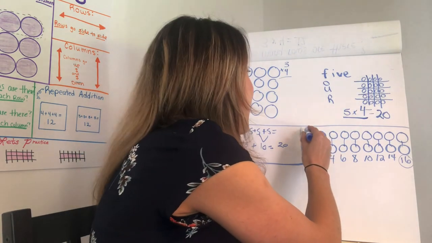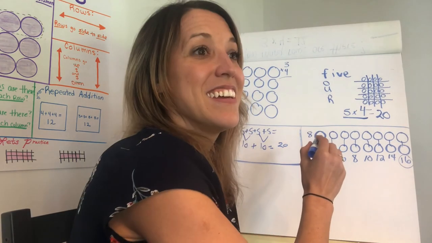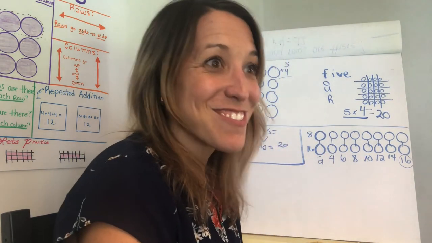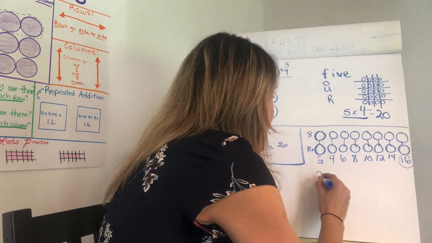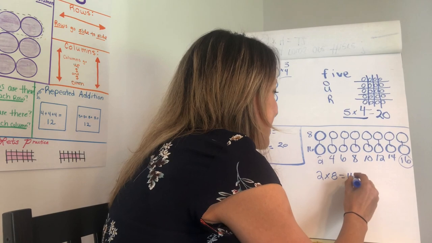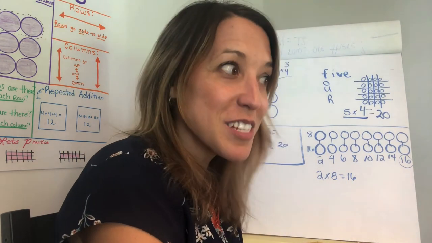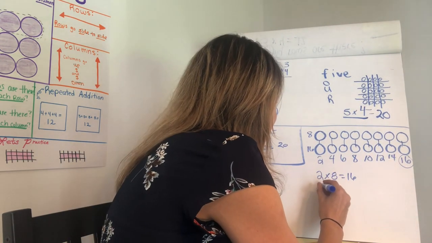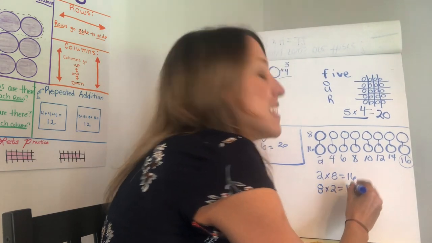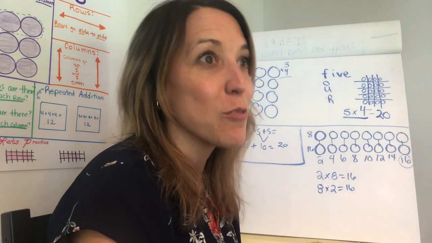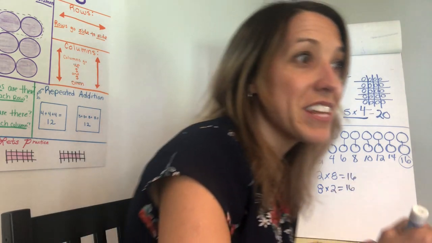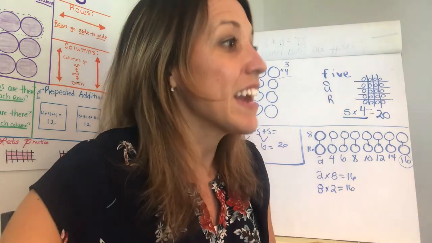8, good. 16, good. That's right, because 2 times 8 equals 16. But the opposite is true also, you're right. 8 times 2 equals 16. We can find it both ways. Well, good job skip counting, guys. Go ahead and get your exit slips turned in. Go ahead and get ready.